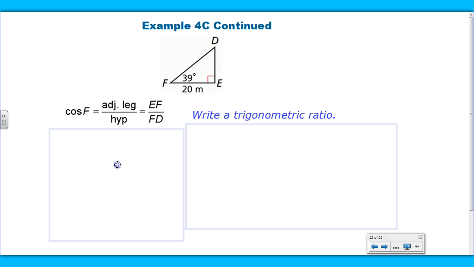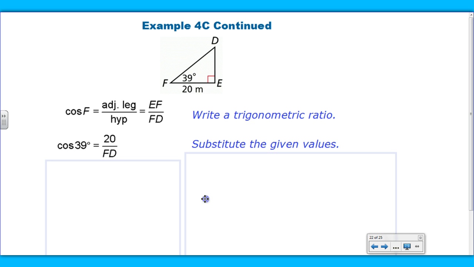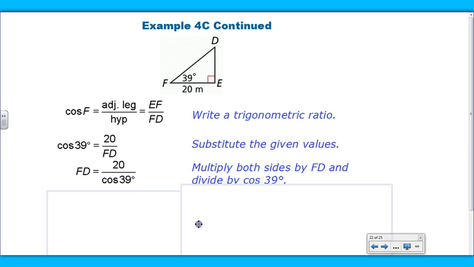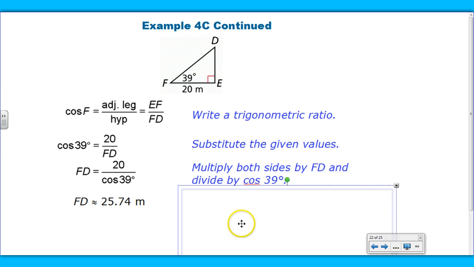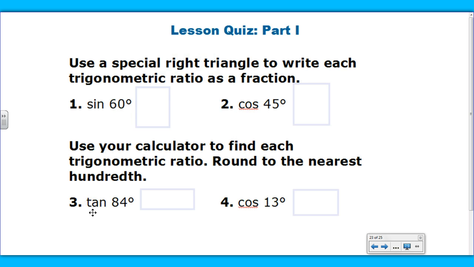So we can say cosine of the 39-degree angle equals 20 over FD by substitution. And how can we isolate FD? Well, we can multiply both sides by FD and then divide by cosine. That's our cross products. And go ahead and use your calculator. 25 74/100 of a meter is the length of FD. Good job. Pause, try your lesson quiz, come back and check your work.